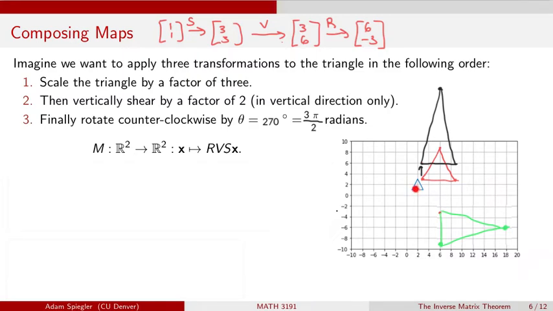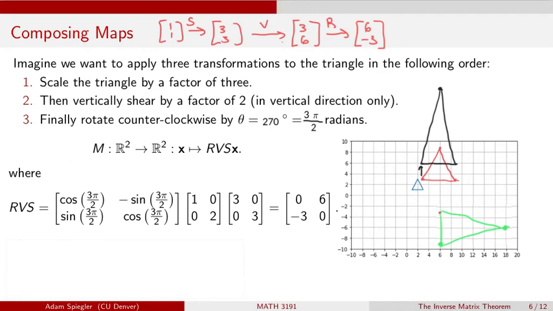So we take this blue triangle, the red triangle is what we get when we do the scaling, then we vertically shear it to get this black triangle, and then finally we apply the rotation by 270 degrees counterclockwise, and we get the green triangle. So now let's see what would happen if instead of applying them one by one, we just take the product of R times V times S and then apply that matrix to each vector x in our triangle.